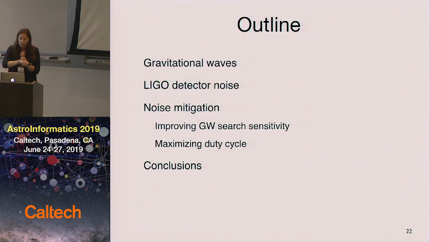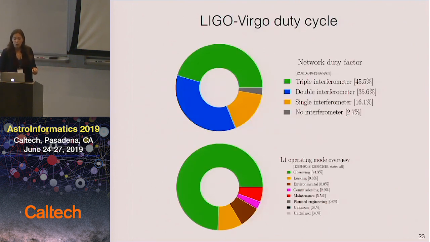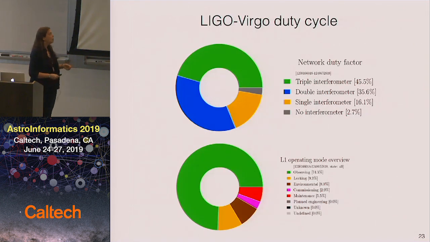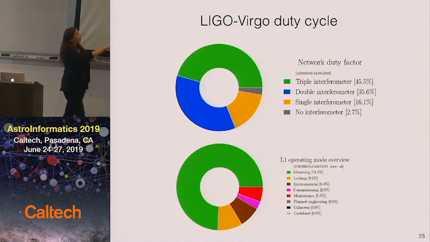And then I wanted to take the last few minutes to jump back and talk about maximizing duty cycle. So this is a project that Ashish mentioned that's focused on improving sky localization. What you're looking at here is the duty factor for 3 interferometers in green. You need 3 interferometers to localize your signal well in the sky. And then 2 in blue. So 2 is what you need to confidently detect a signal. And you'll see that we get less than 50% duty cycle so far in O3 for triple interferometer time.